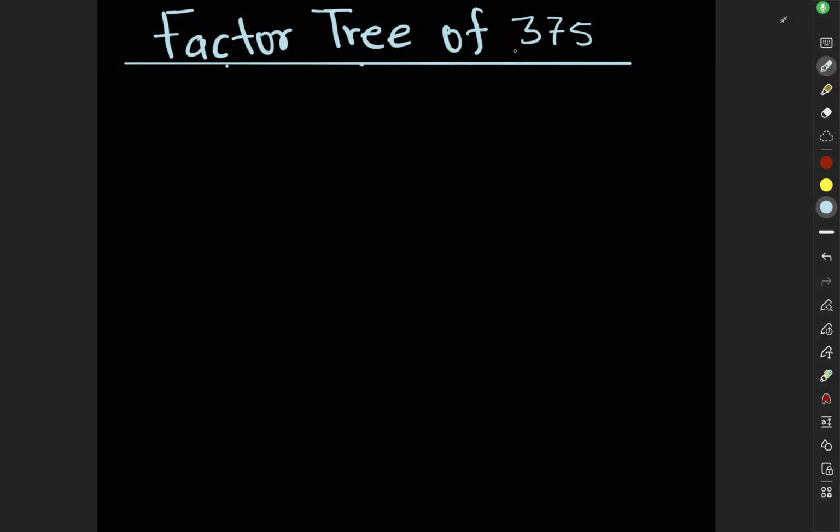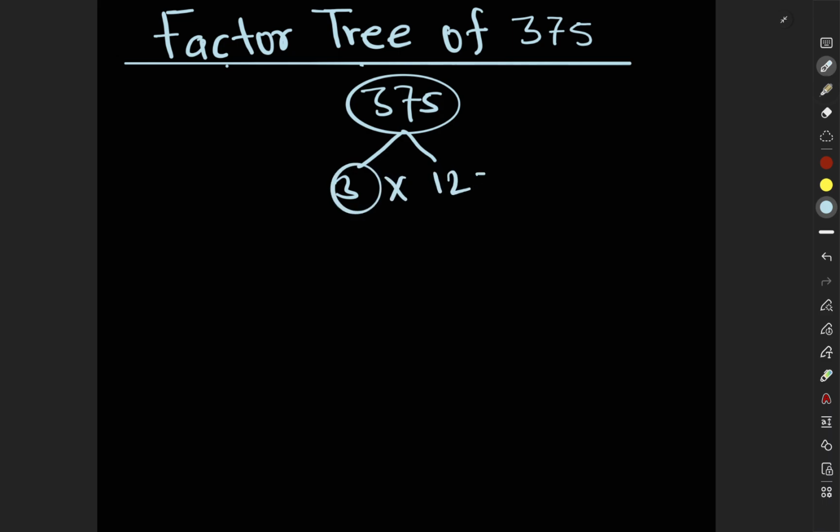Prime factorization of 375. So 375 can be written as 3 times 125. 3 times 125 means 375.